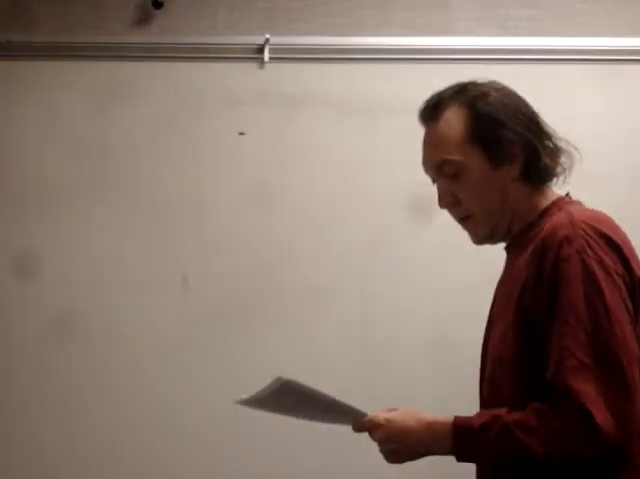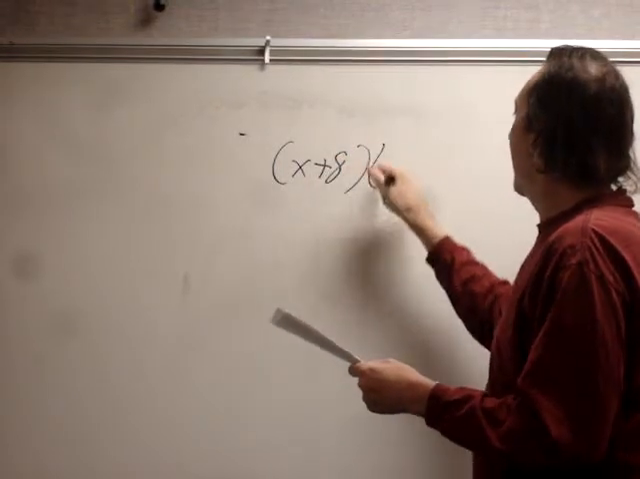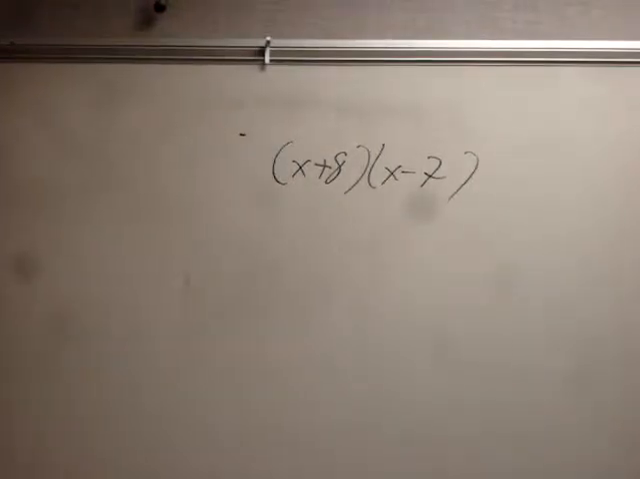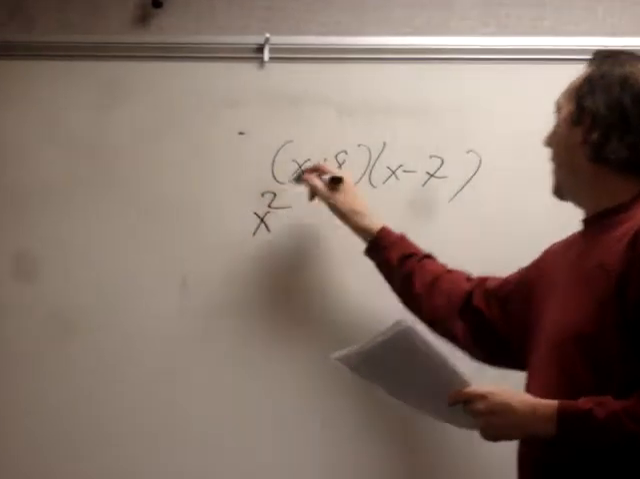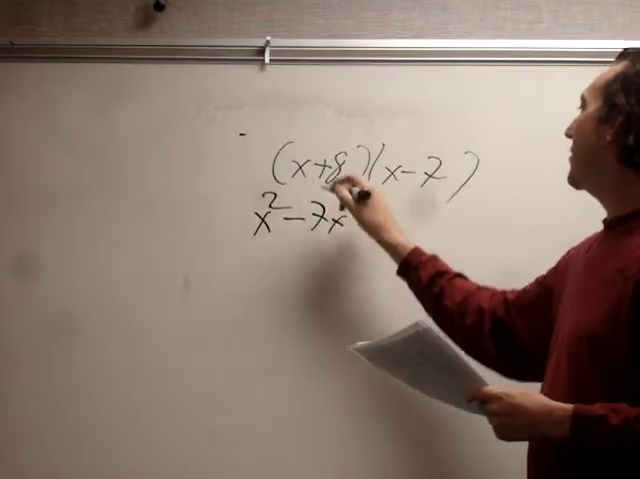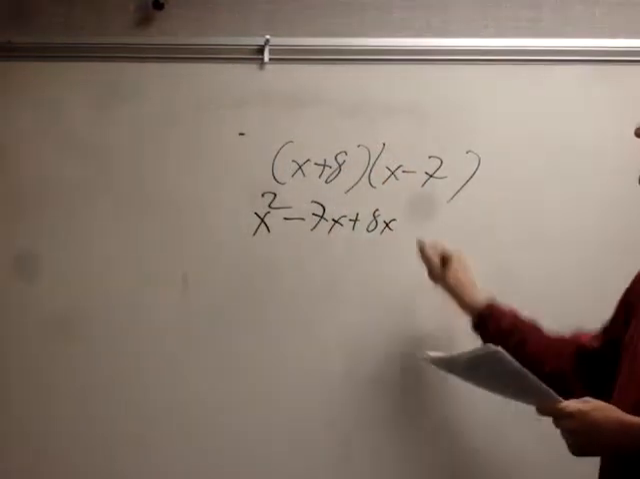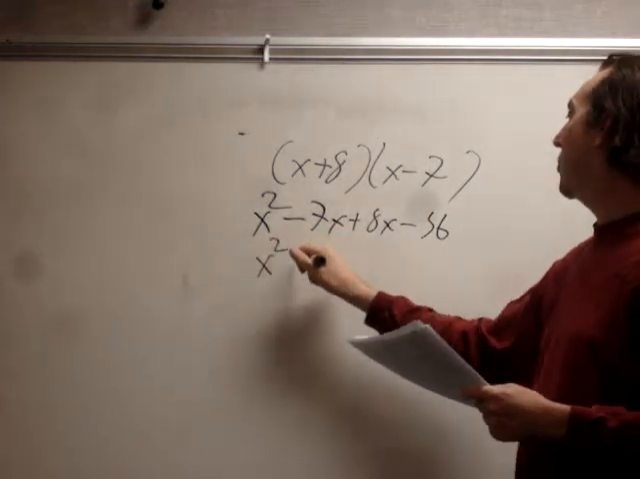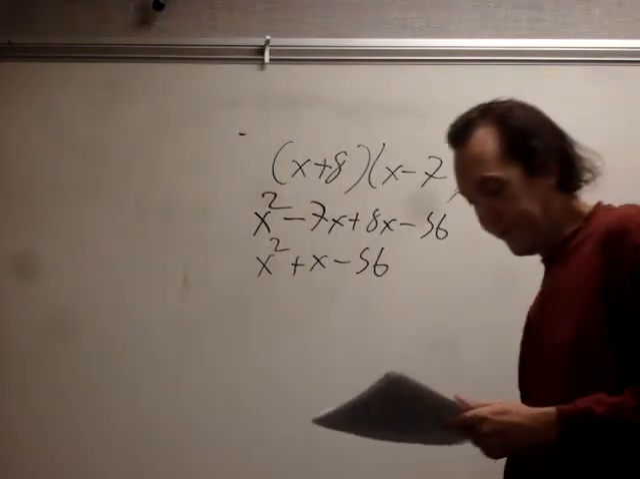Then we're going to be given two binomials, x plus 8 and x minus 7. So we just need to multiply these two, and we're going to use the FOIL. So x times x is x squared. X times negative 7 is minus 7x. 8 times x is plus 8x. 8 times negative 7 is minus 56. Combine like terms, and we're going to get x squared plus x minus 56.